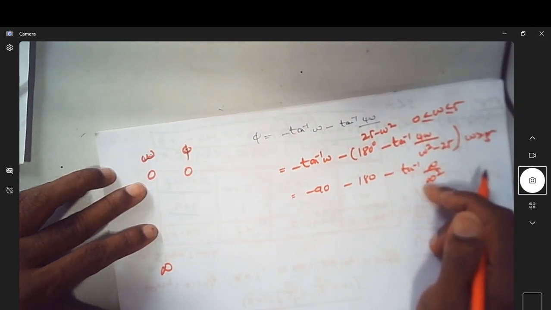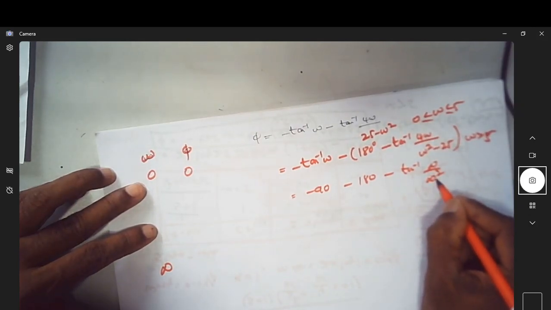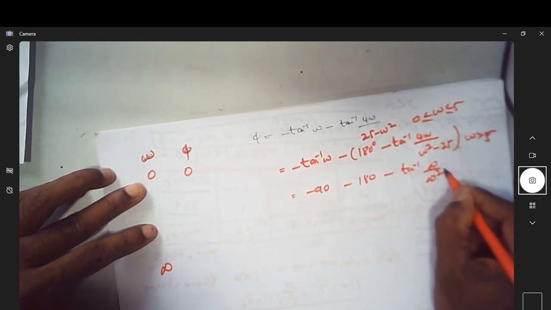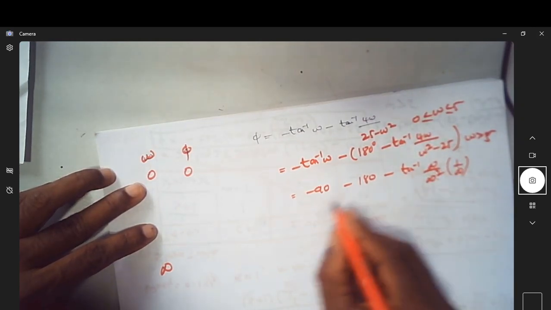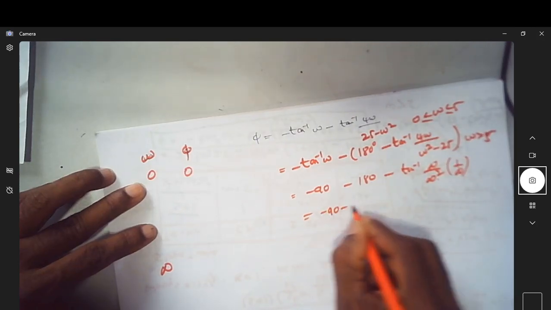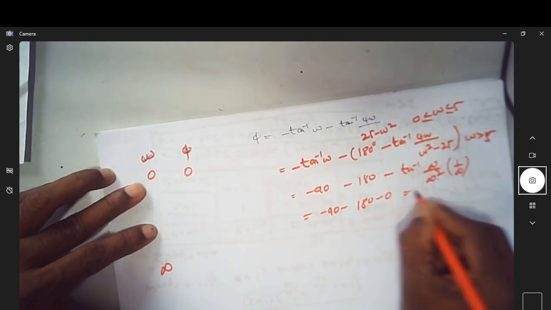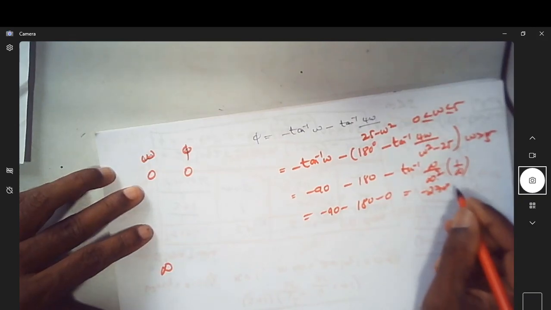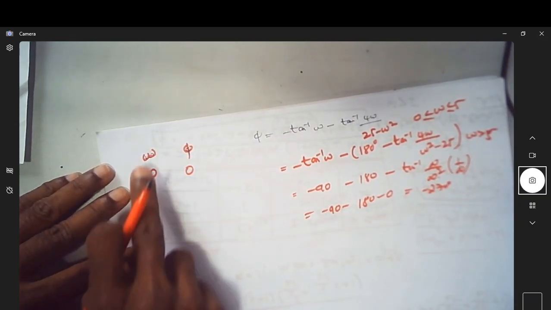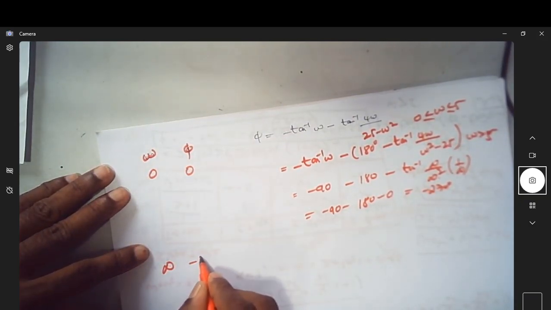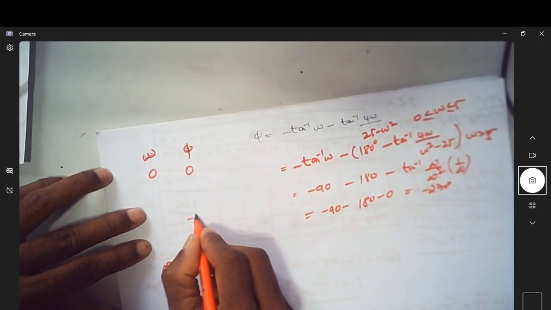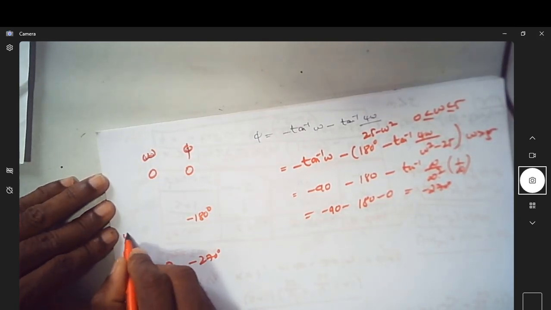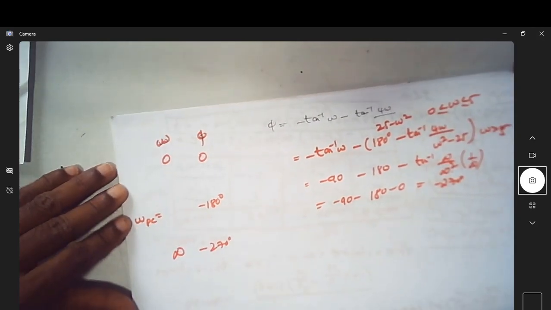So which is larger now? Is this larger? So when this is more and more, can I write this as approximately equal to 1 over infinity? So is it not that 1 over infinity is 0 and tan inverse of 0 is 0? Is it not minus 90 minus 180 minus 0? Is it not minus 270 degree? So when omega is infinity, this phase is minus 270 degree. So we are looking at what frequency this becomes minus 180 degree. So that frequency is omega PC, correct?